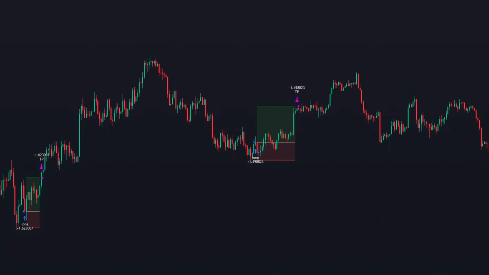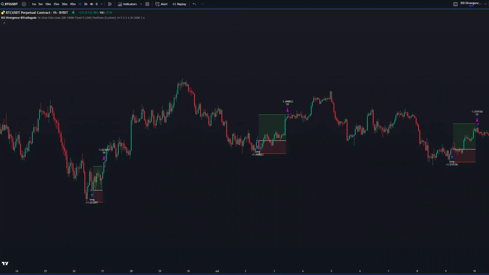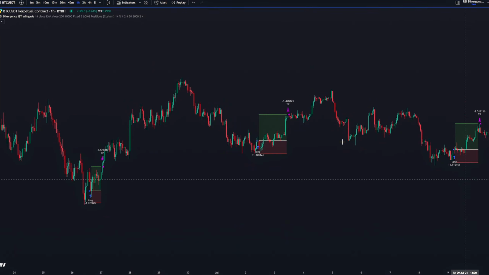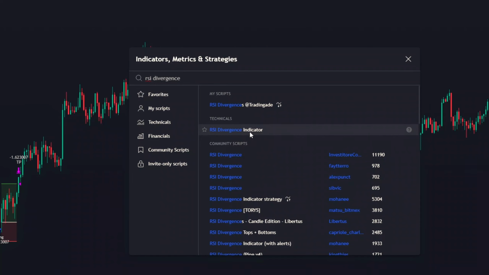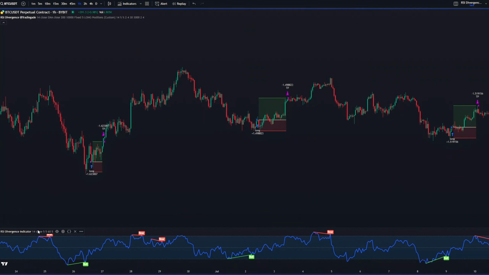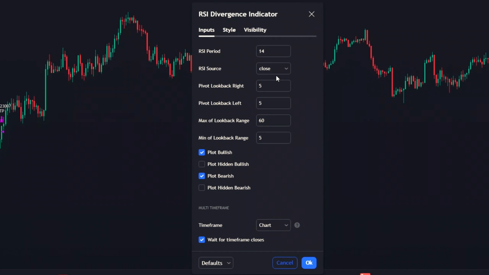And now, let's get started by analyzing the strategy rules. We are talking about RSI divergence. Let's type RSI divergence and open this one, the RSI divergence indicator. We will leave the default settings: 14, close, 5, 5, 60 and 5.